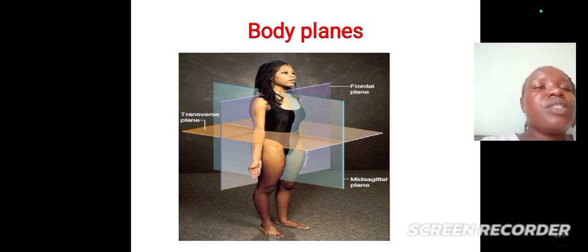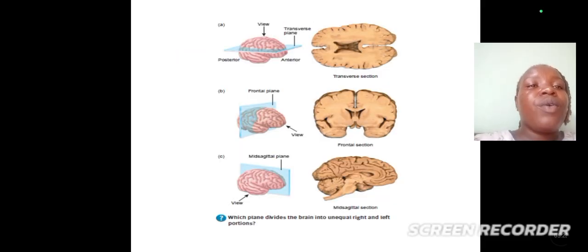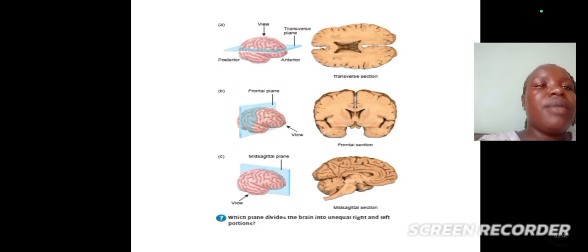As we continue to study anatomy and physiology, we'll notice that we will be using sections that have been cut using these planes. For example, this is a picture of a brain that has been cut into sections using different planes. The first picture, A, is a brain that has been cut into two sections using a transverse plane. So what you are able to see there is the transverse section of the brain.